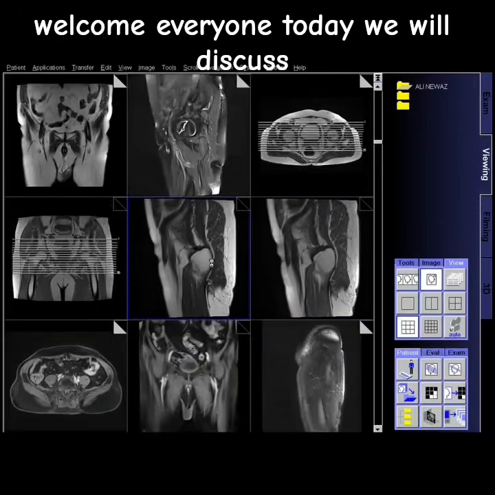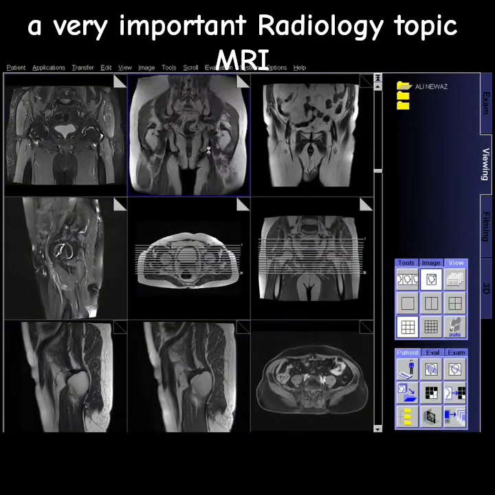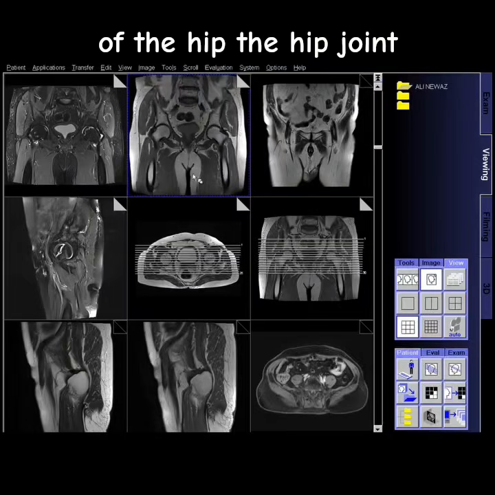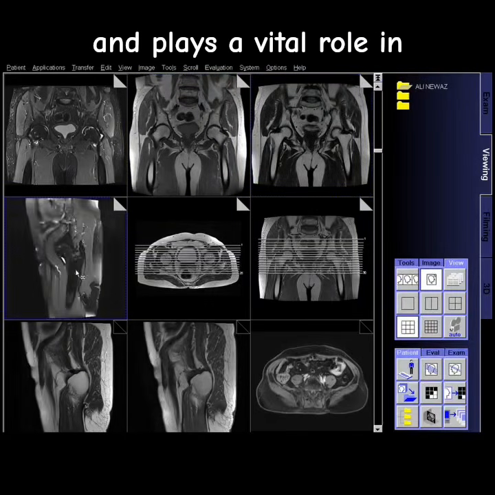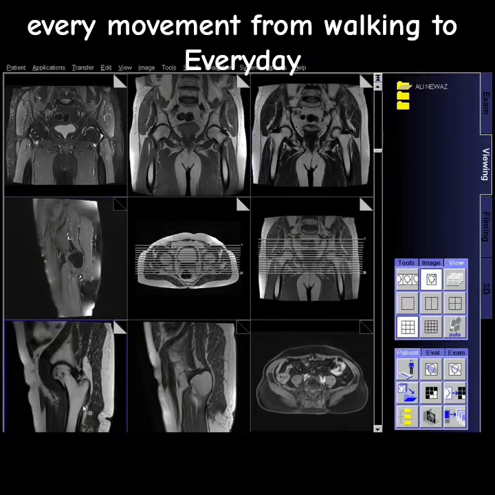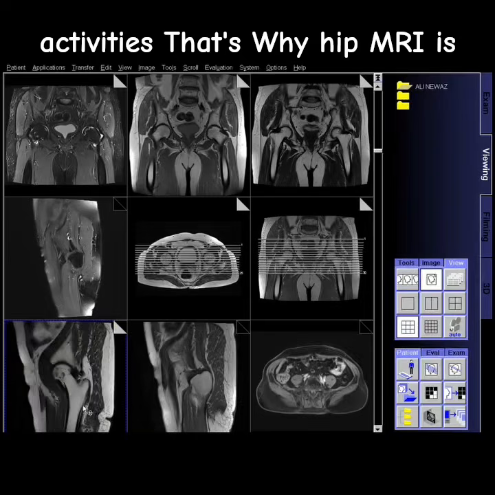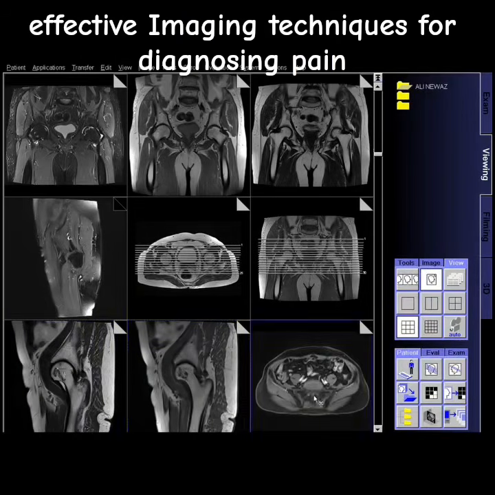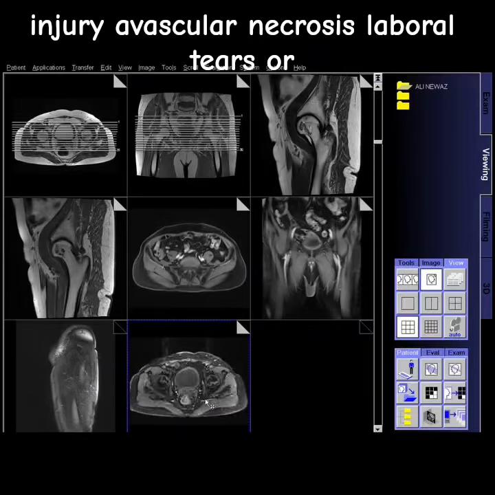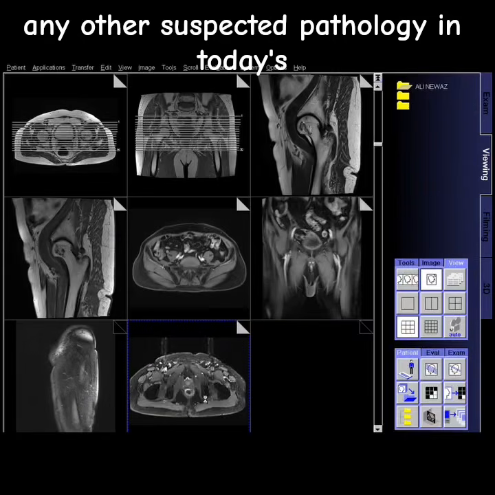Welcome everyone. Today we will discuss a very important radiology topic, MRI of the hip. The hip joint carries the weight of our body and plays a vital role in every movement, from walking to everyday activities. That's why hip MRI is one of the most accurate and effective imaging techniques for diagnosing pain, injury, avascular necrosis, labral tears, or any other suspected pathology.